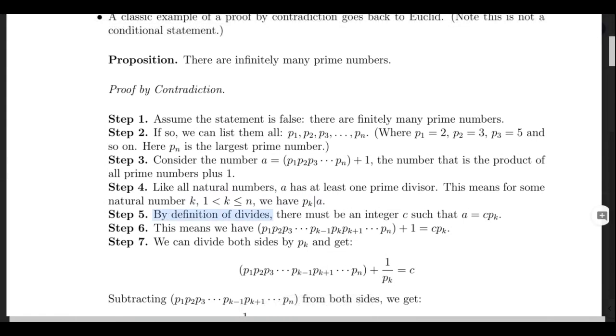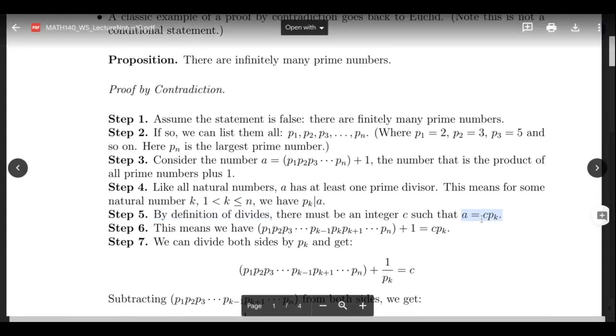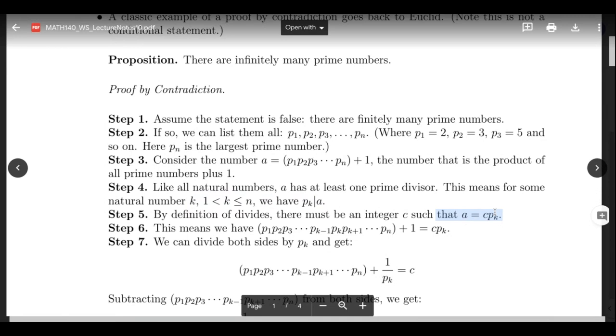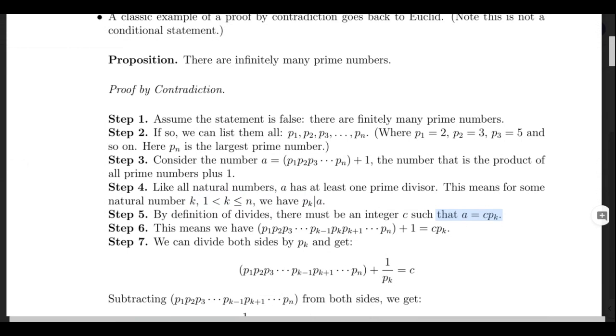But by the definition of divisors, there must be an integer C such that A equals C multiplied by Pk, right? Because A is a natural number, and if A is not a prime, that means A has a factor of a prime and something else too, at least 1 prime. So that means A can be written as C times a prime number. C is just some integer. It can be prime or doesn't have to be a prime, just some integer.